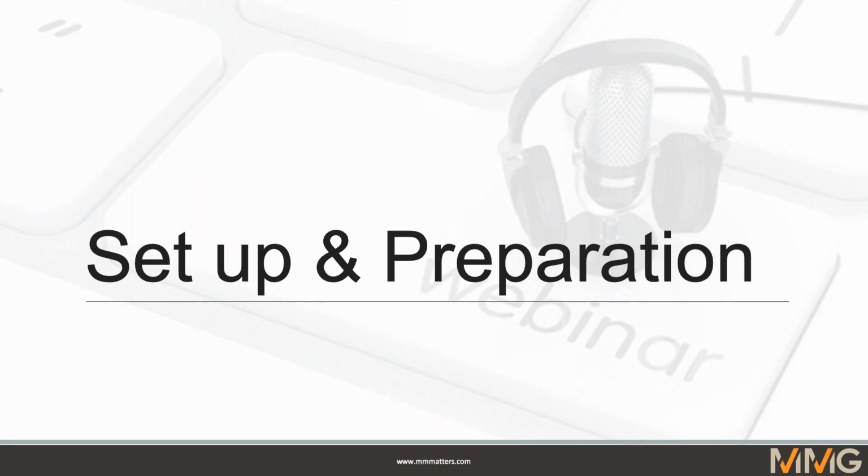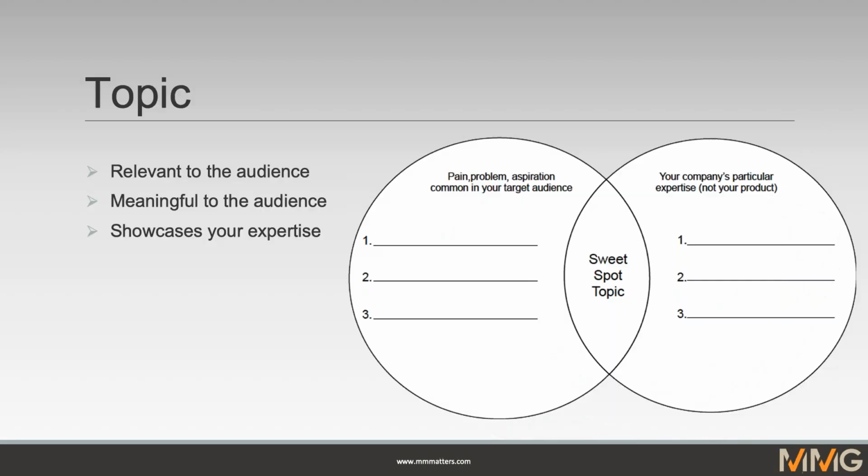Okay, let's talk about setup and presentation. Let's talk about nuts and bolts for your webinar. First item is topic. You've got to pick a topic that the audience cares about. And again, education always does better than product promotion. So your topic has to be relevant to the audience, has to be meaningful. You want to give them something they can use to make their lives a little better.